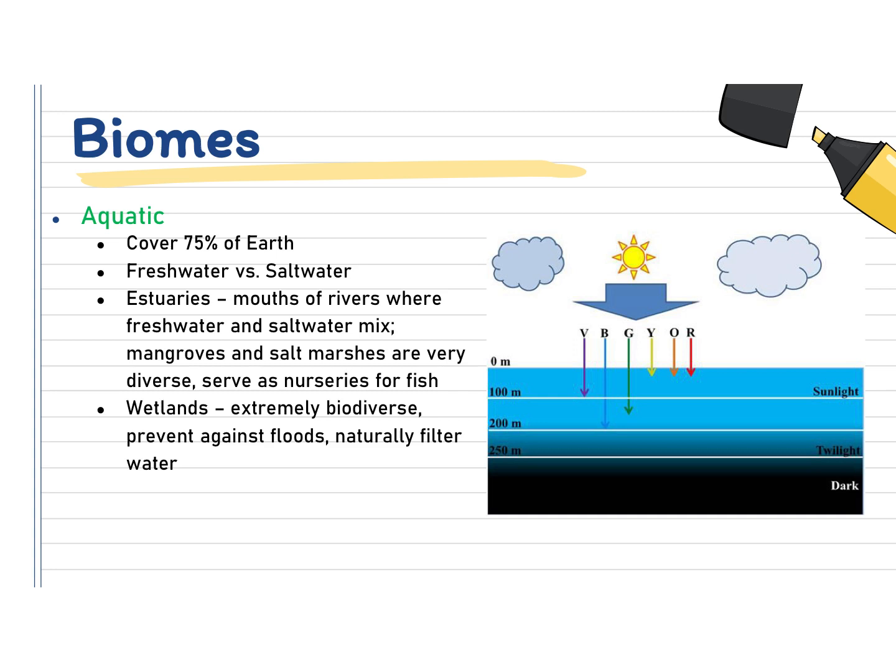Aquatic biomes in general, remember, are the ones that live in the water. So 75% of the earth is water. You can have salt water or fresh water. Estuaries and wetlands are where they have that mix of salt and fresh. Usually those have more animals in them.